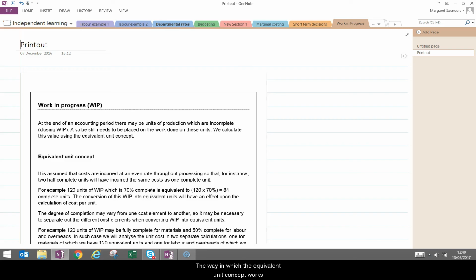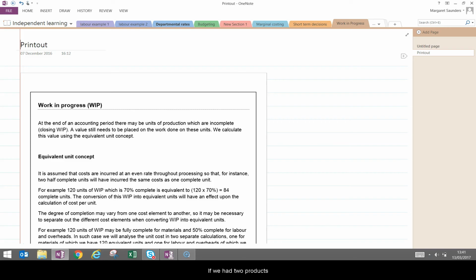The way in which the equivalent unit concept works is that it looks at how complete our work in progress is and works out how many equivalent complete units that equates to. An easy way to think about it is if you had 2 glasses of water and each glass was half full, that would be the equivalent of 1 full glass of water. And that's what we do with our work in progress.